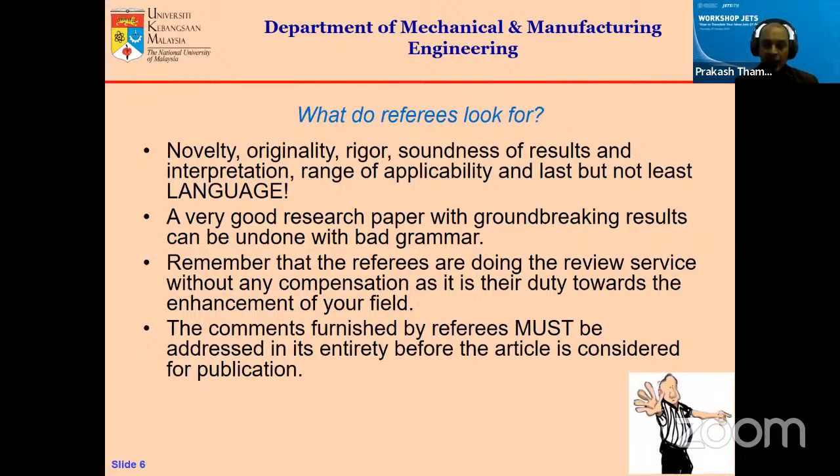As a referee, what are the important things that we always look for? In general, there are just a few things. One is basically novelty of the work. If you want to publish in a Q1 journal, your work has to be novel. It has to be current. It has to be original. And there also must be some amount of rigor in it.